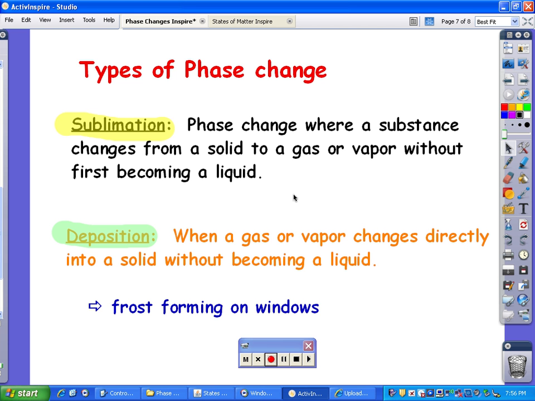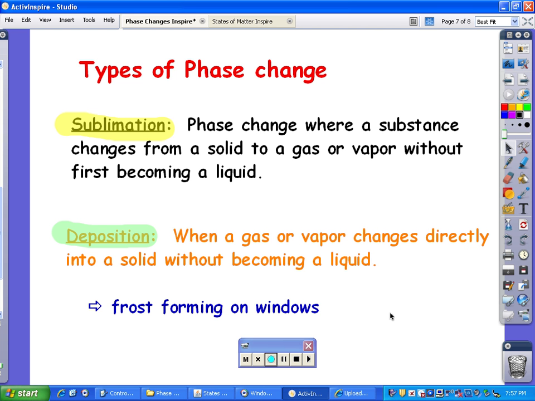Deposition is opposite to sublimation, just like melting is opposite to freezing, and condensation is opposite to evaporation or vaporization. Deposition is when a gas turns directly into a solid. Again, this is not a common phase change that you see on a day-to-day basis, but you do see it on winter mornings when you have to scrape the windshield, or you see your mom or dad scrape the windshield off the car, because it's frost. Frost is water vapor. It's in the air all the time, and it turns directly to a solid on your windows.